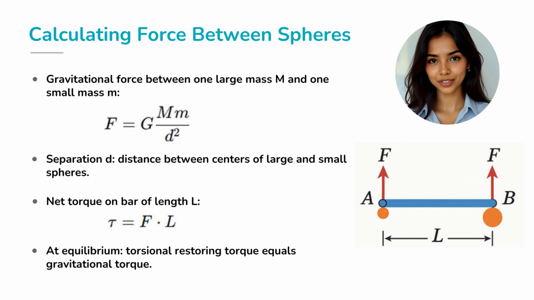Now, since the small spheres are at the ends of a bar of length L, this force produces a torque equal to F multiplied by L. At equilibrium, this gravitational torque is balanced by the restoring torque from the twisted wire. Look at the diagram. The small spheres are pulled towards the large ones, creating a torque about the center. So by measuring that tiny angle of twist, we can actually link it back to the value of G.